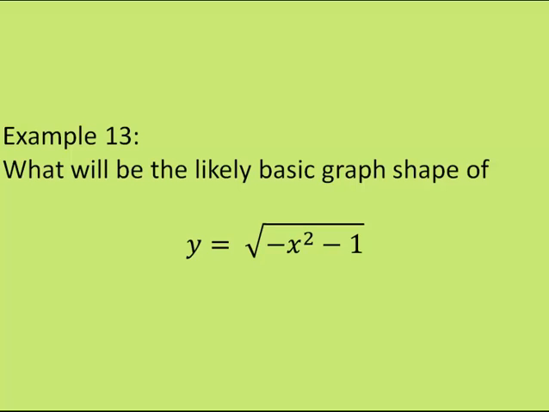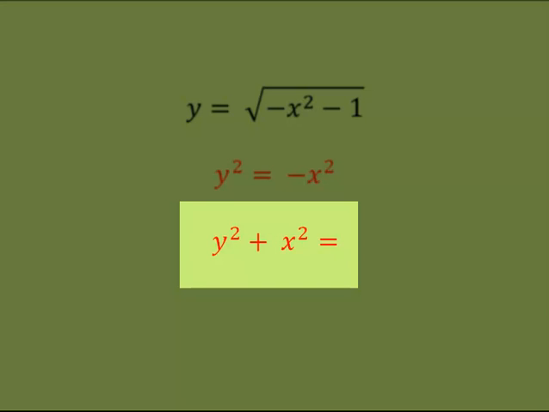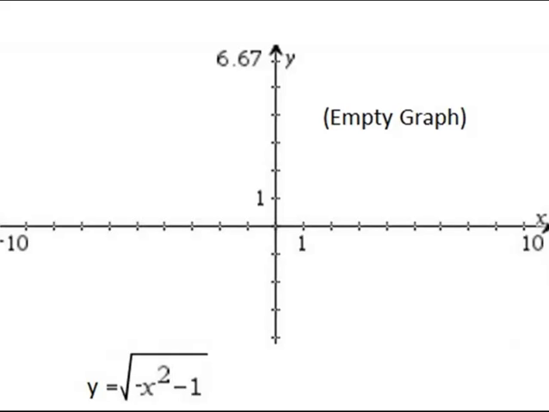Example 13. What will be the likely basic graph shape of y equals to this expression here? It's a quadratic expression in x under a square root sign. Could begin the process. Square both sides. Move the x squared with the y squared. Now they have the same coefficient. This reminds you of a circle. The radical crops half the circle. We're thinking semicircle, upper semicircle in fact. The graph is empty. That could happen. And this is one of the special situations you could run into.